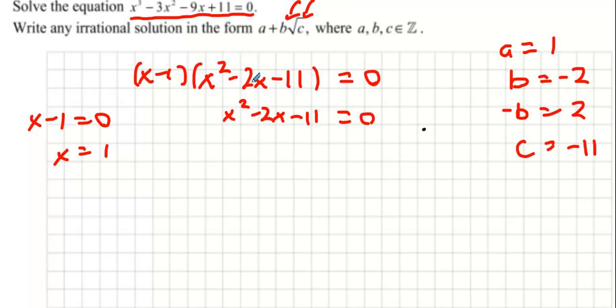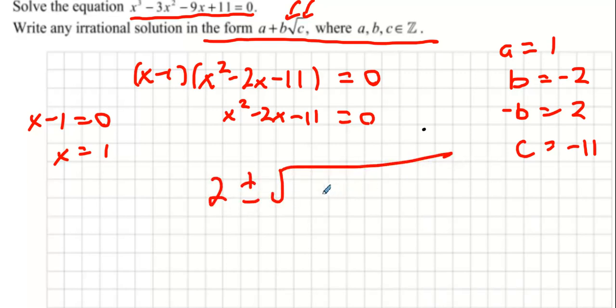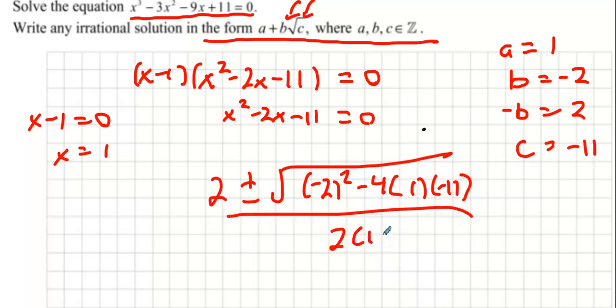Oh, minus 2x minus 11. Yeah, you just had to solve it. So you have to solve it. Okay, so here we go. Into the calculator with it, guys. 2 plus or minus the square root of what? B squared minus 4ac, all over 2 times 1. Throw it in the calculator.